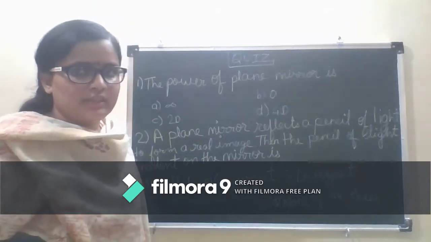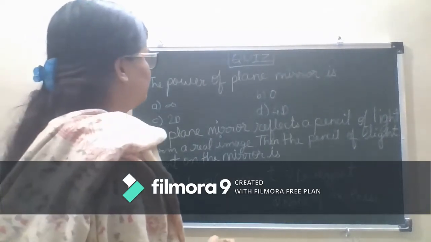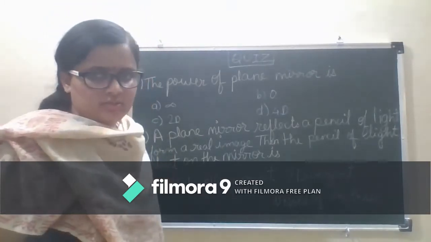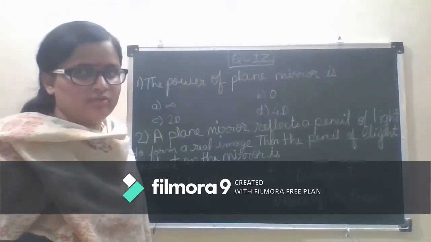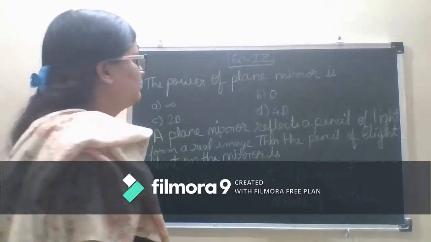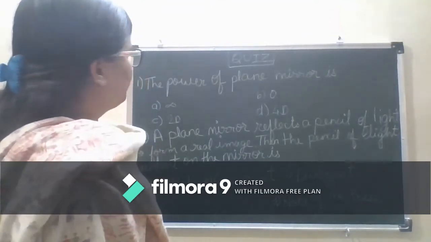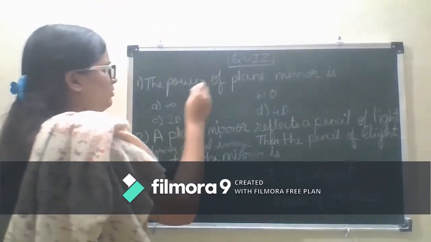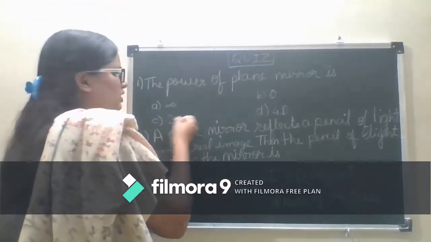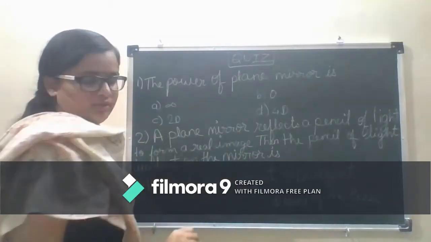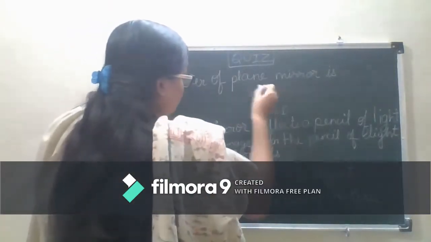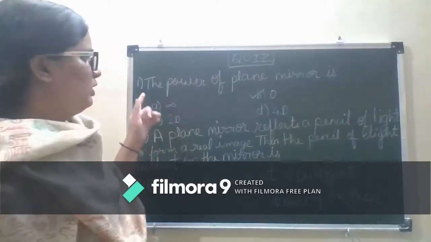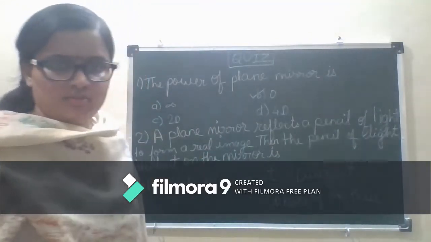Now we will see what the power of a plane mirror is. The power of a plane mirror: is it infinity, 0, 2D or 4D? It is 0. Means the power of a plane mirror is 0.